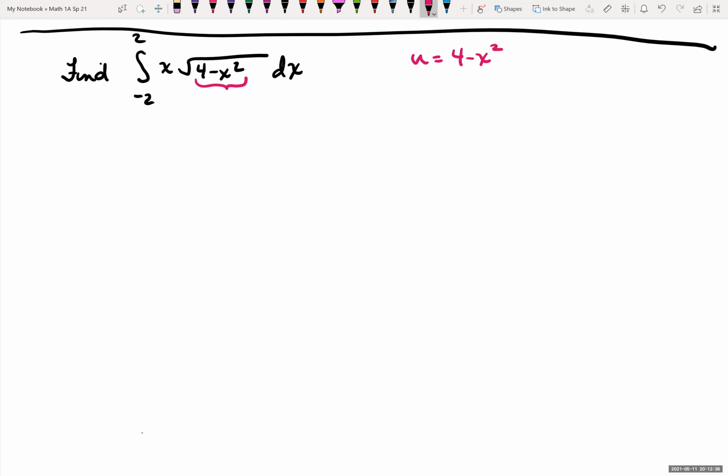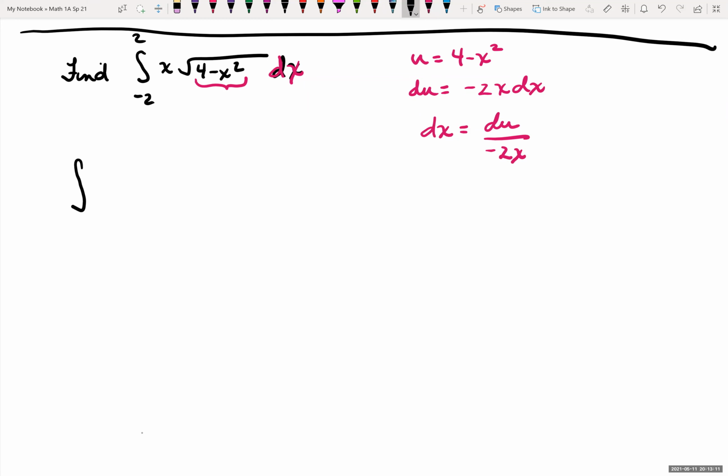Once we chose u, recall we took the derivative of both sides. So the derivative of u is 1 du, which equals the derivative of 4 minus x squared, which is -2x dx. Then we went back in and substituted in our value of u, and we needed to substitute in dx. So here we solved for dx by dividing both sides by negative 2x. So we get dx equals du over negative 2x.